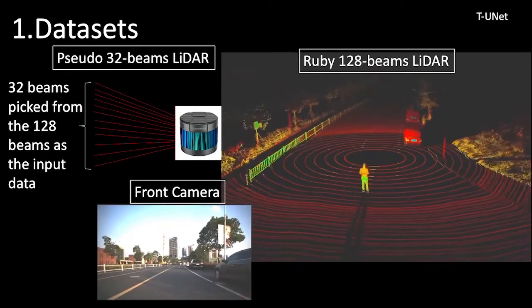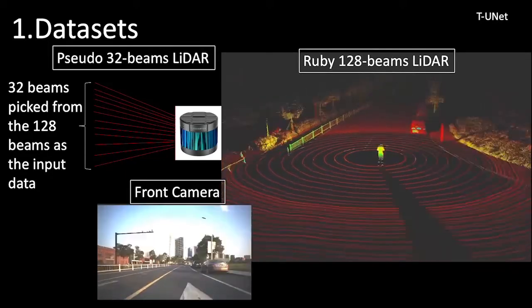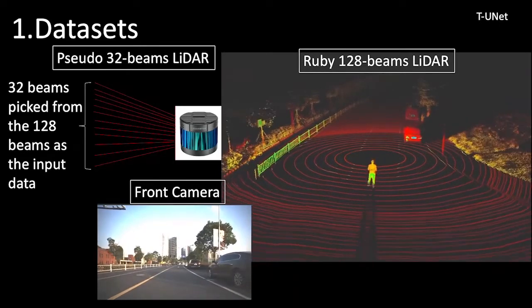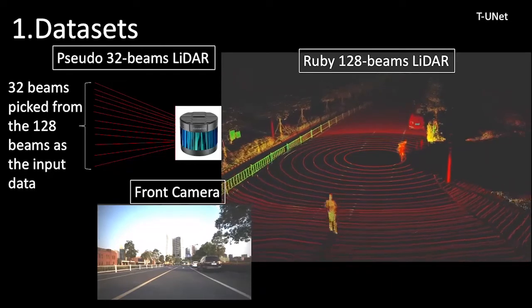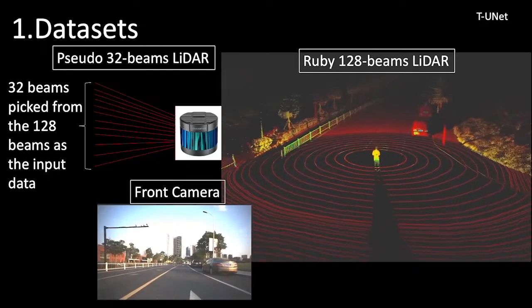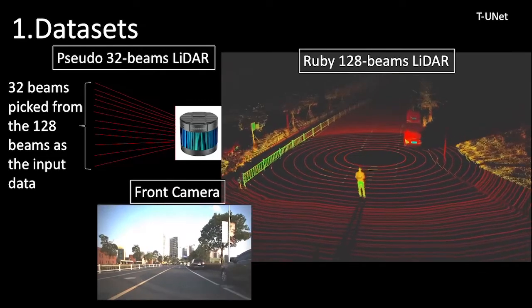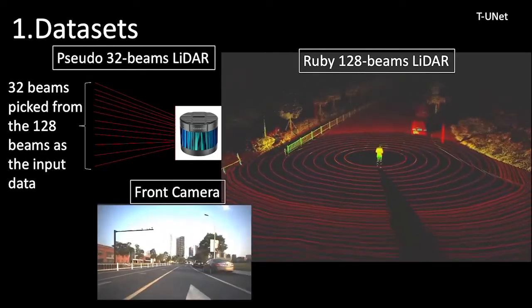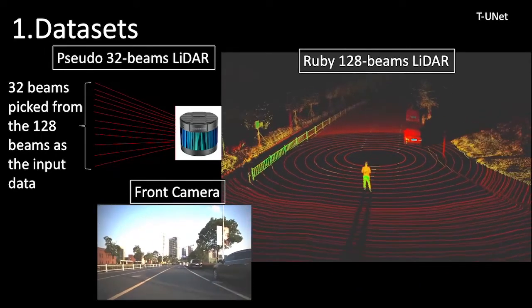The vertical scanning range of the real-world Robosense 32 is the same as that of the Robosense 128, so this method is very reasonable. After collecting the four datasets, 16 to 64 and 32 to 128 datasets in the simulation platform and the real world, we can proceed to the next step.